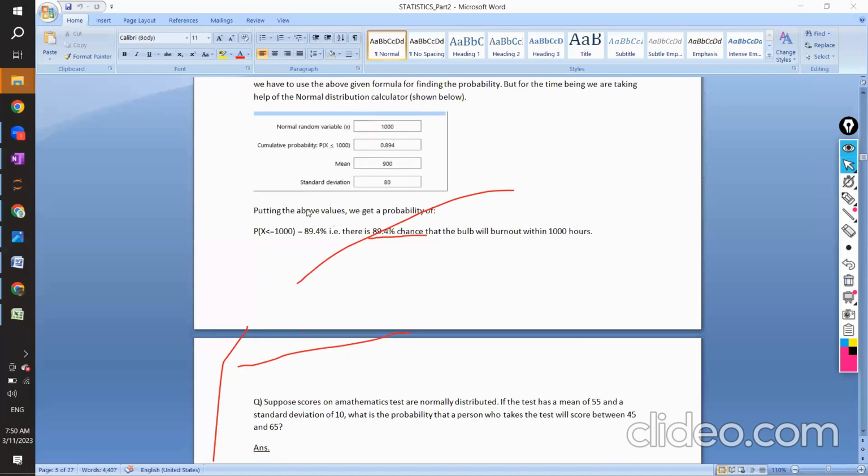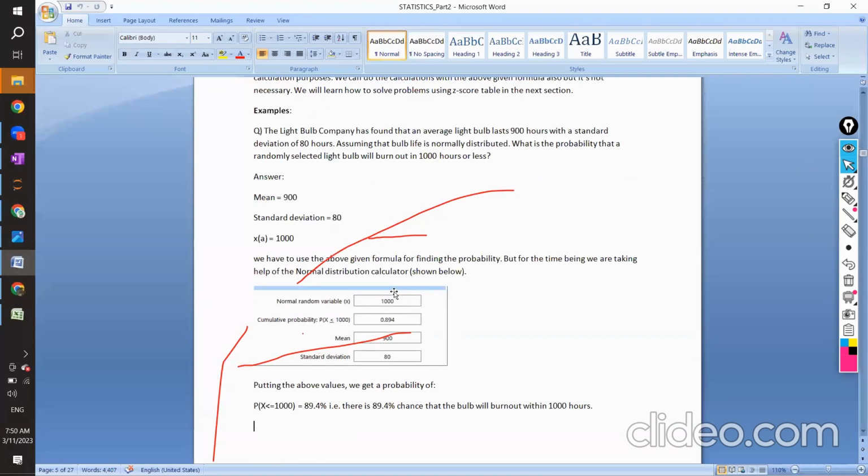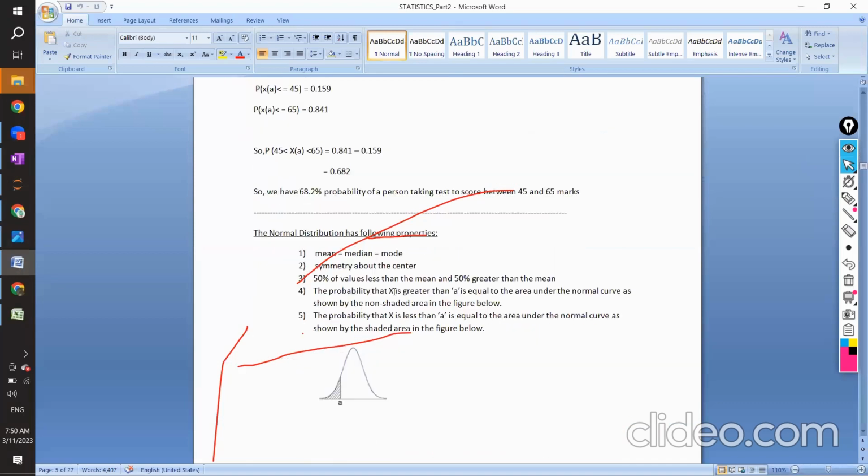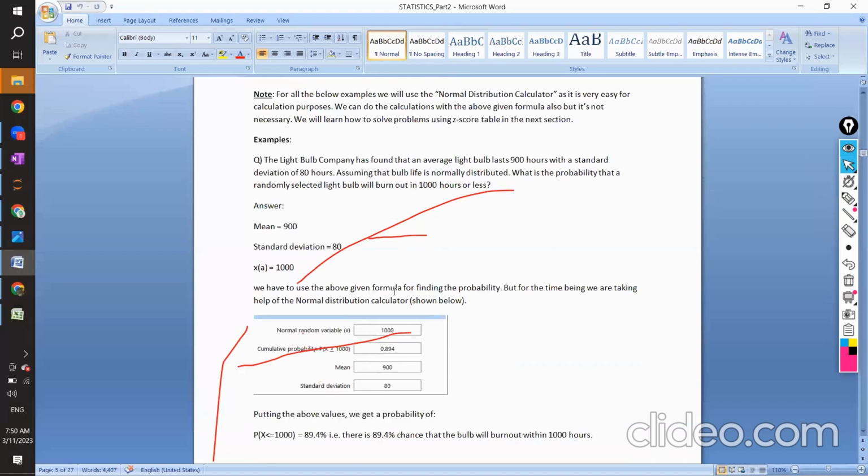So that is the probability that the bulb will burn out in 1000 hours. Fine, guys. So that's a scenario. We'll see a few more examples tomorrow, so that we'll have a better understanding. So is the example clear, guys? Yes, sir. Clear. Okay, fine.